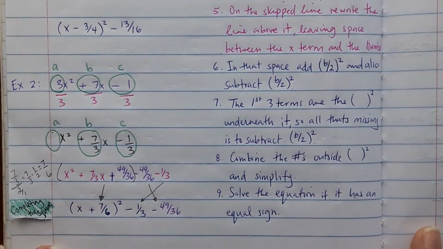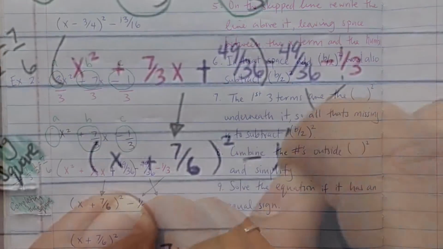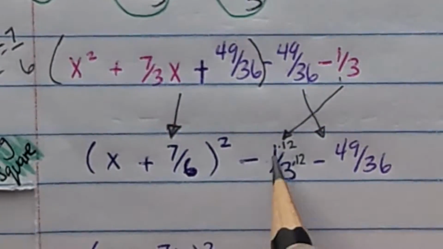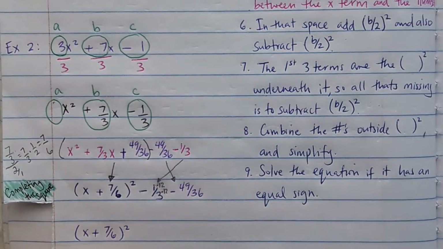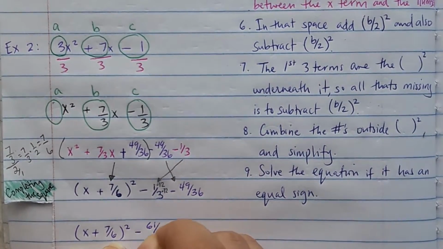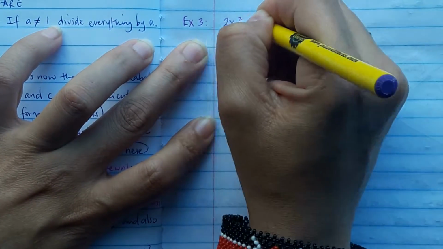So let's make the denominators the same. So we're going to multiply top and bottom of the negative 1/3 by 12. And I'm going to get negative 12 minus 49, which is going to give me negative 61 over 36. And I can't simplify that anymore, so I'm done. Alright, let's take a look at one final example.